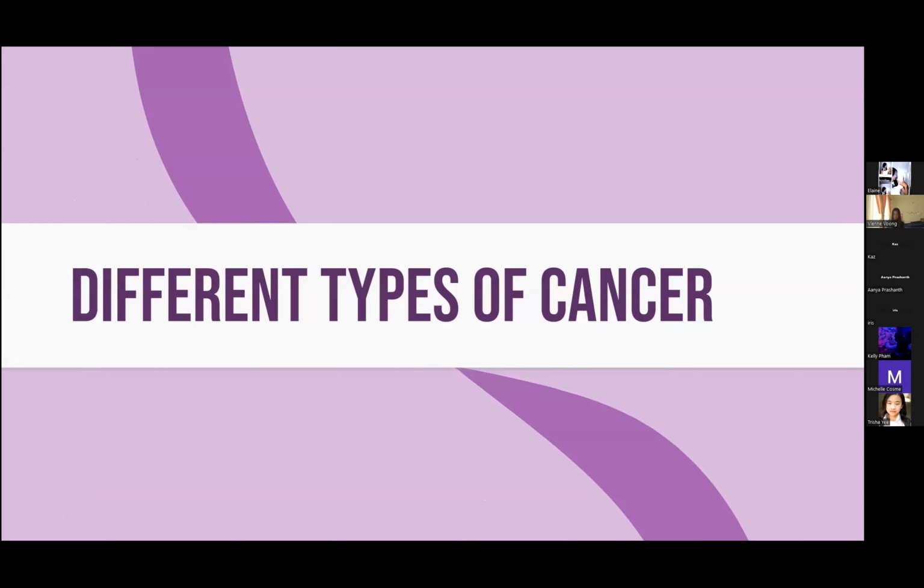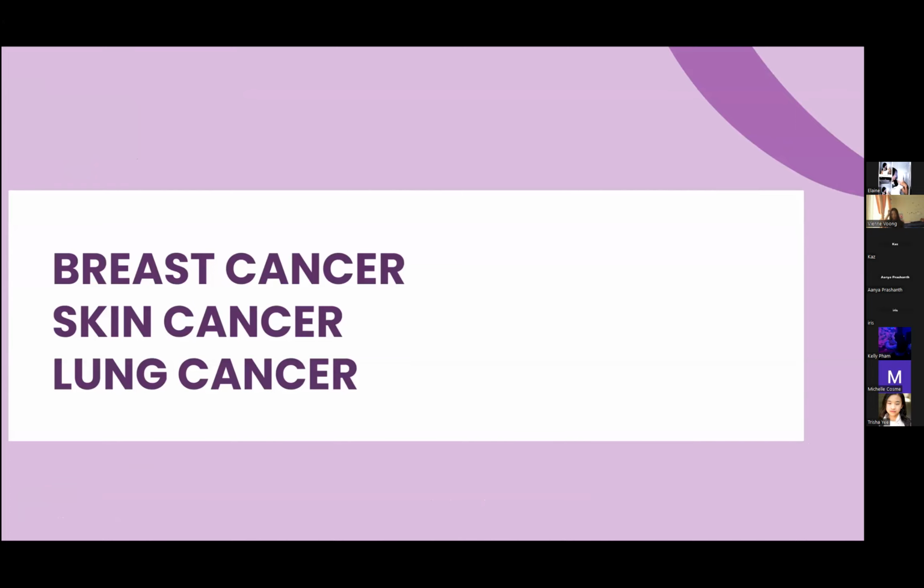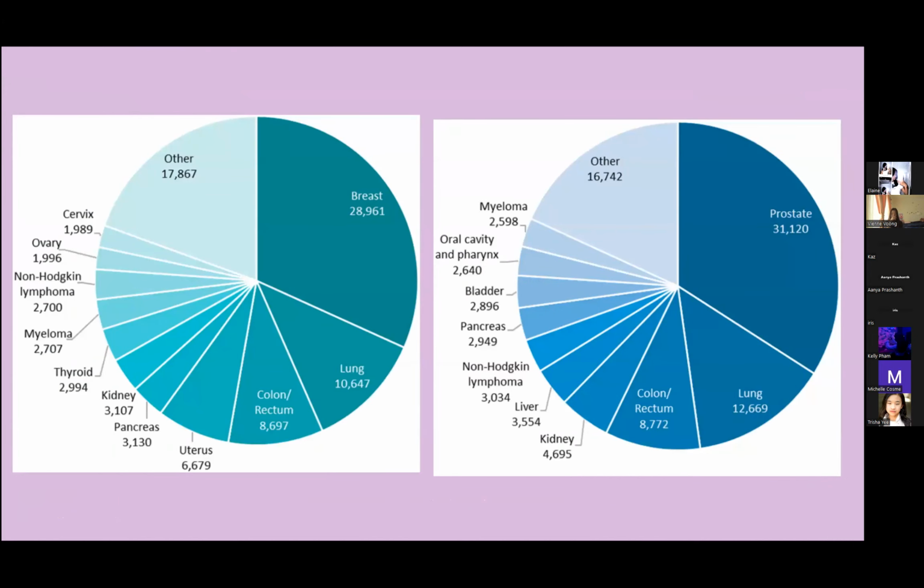All right, so we're going to explain different types of cancer. For today, we're going to be explaining three different types of cancer: breast cancer, skin cancer, and lung cancer. So here there are two pie charts, one for females and one for males. It basically talks about the common types of cancers each gender gets.